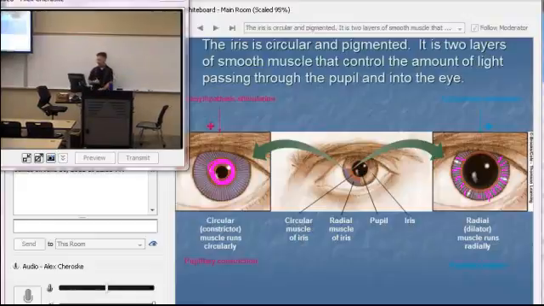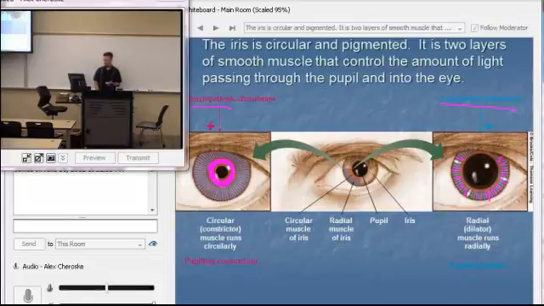It's going to dilate the pupil, and it's going to allow you to see more. So technically, the radial muscles that you see there are under sympathetic control, and the constrictor muscles are under parasympathetic control, right? Because when you're really scared, those pupils are going to get really big, right? You're going to be in some sort of stressful emergency situation.